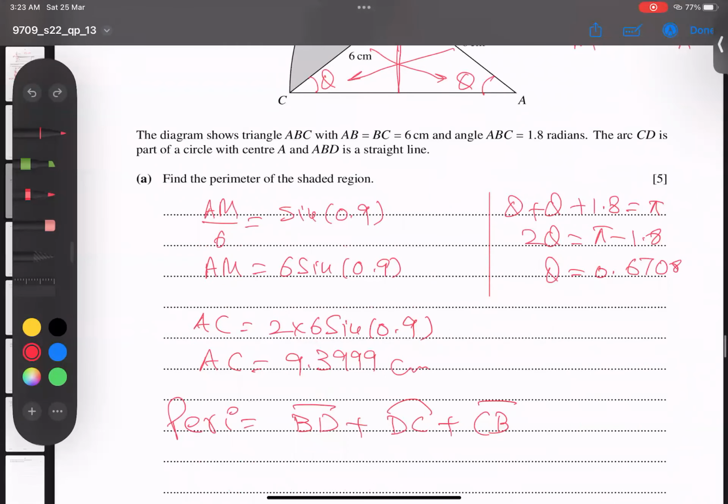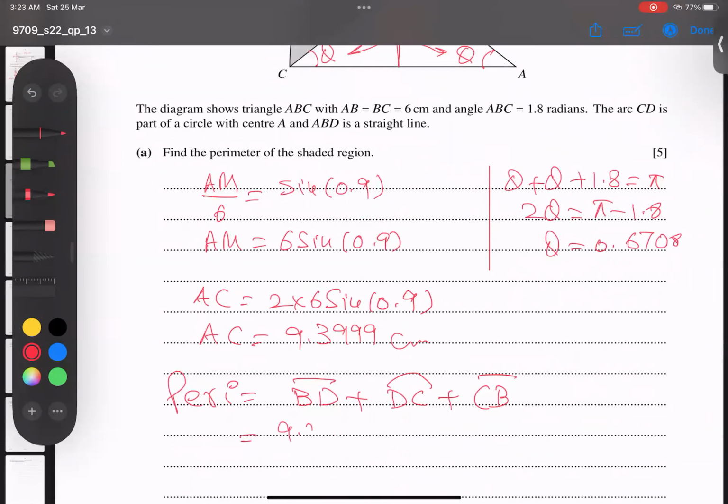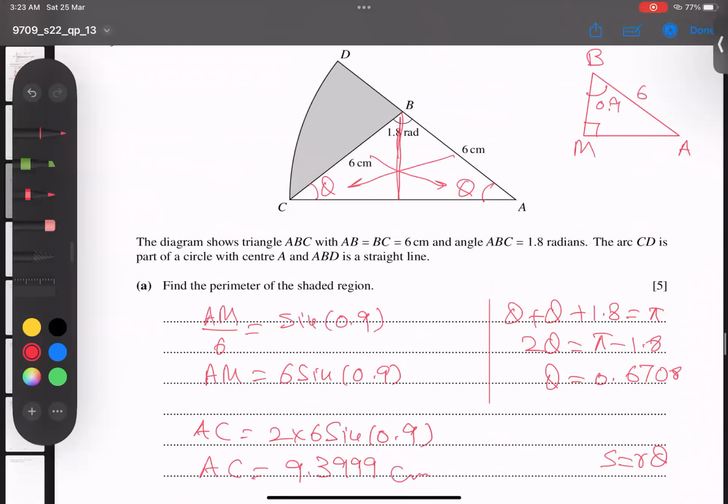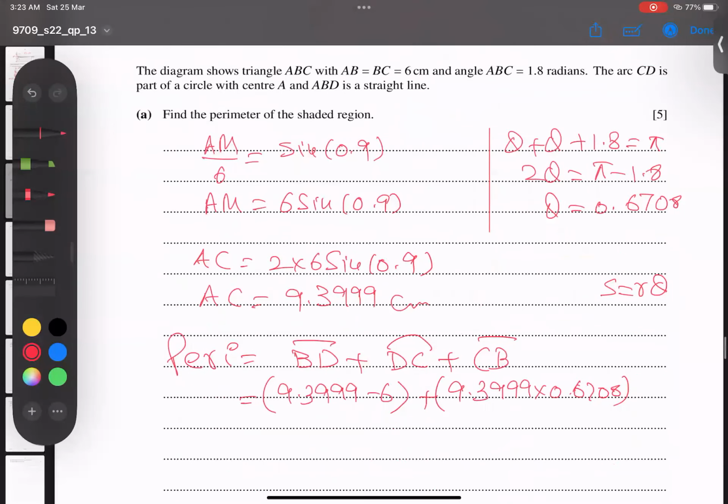So I'm writing now here, 9.3999 minus 6 will give you this. And DC arc length, what is the arc length formula, students? S is equal to R theta. R is the radius, which is 9.3999. Theta is 0.6708. It comes from where? I repeat, because this theta here is behaving as a sector. See, I show you, and I believe you got the idea. This is theta, and this is the radius.